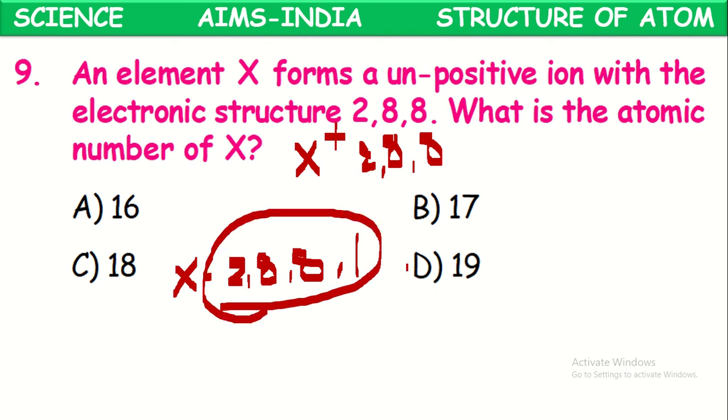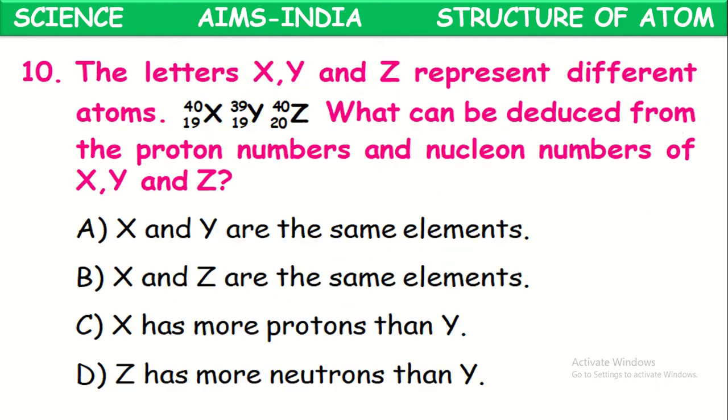Totally how many electrons are there? 19 electrons. So the atomic number of the element in the neutral state will be 19, because for neutral atoms, number of electrons is also equal to atomic number. So in the neutral state, X has 19 electrons. Hence its atomic number is 19. That is potassium.